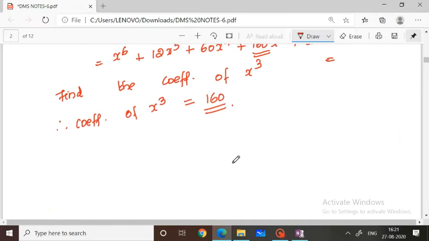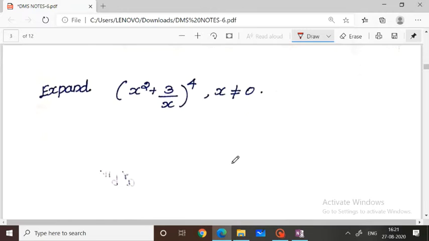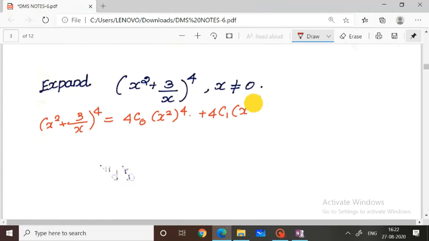Now the next one is expand x square plus 3 by x the whole raised to 4. So how will you write this? So x square plus 3 by x. So you have to write it as 3 divided by x the whole raised to 4 equal to, first step, 4c0 x square the whole raised to 4 plus, next step, 4c1 into x square the whole raised, because instead of a you take it as x square, instead of b we take 3 by x.